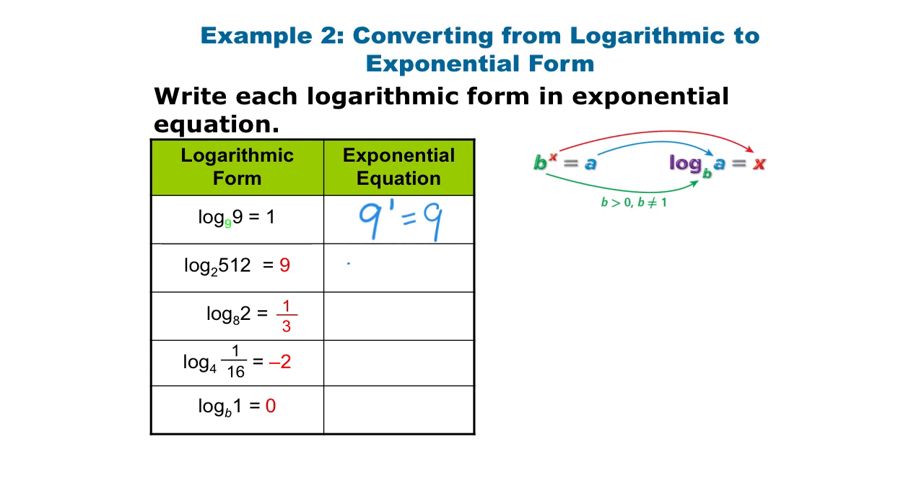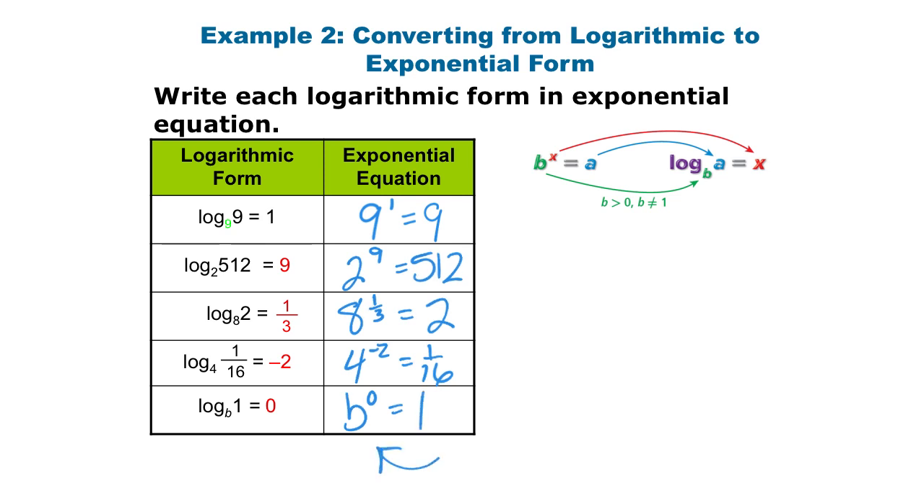The next one we can rewrite as 2 to the 9th equals 512. The next one can be written as 8 to the 1/3 equals 2. The next one can be written as 4 to the -2 equals 1/16. And the last one can be written as b to the 0 equals 1. And here's something interesting. Any number to the 0 power is going to equal 1. That might come in handy every now and then.